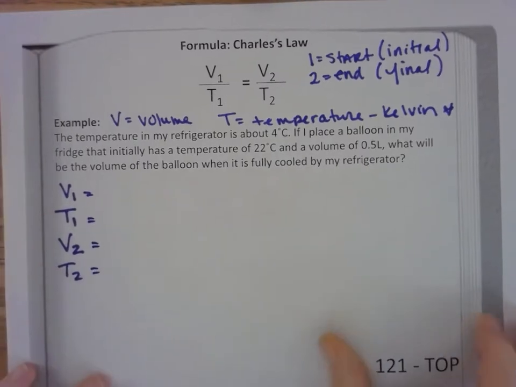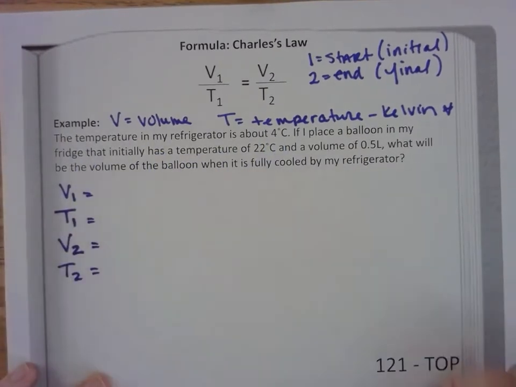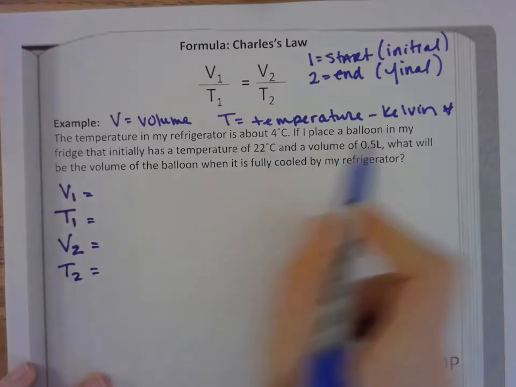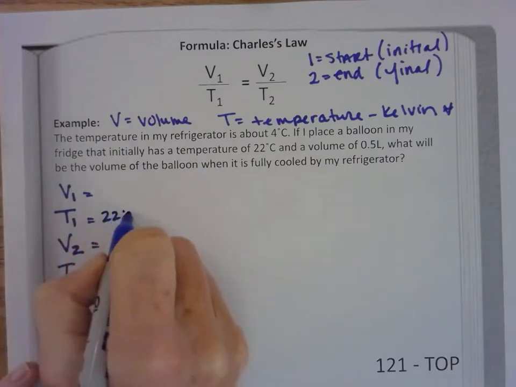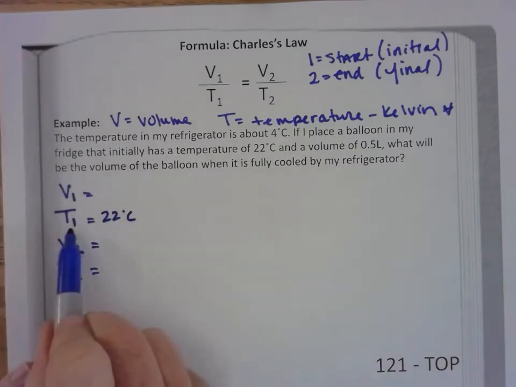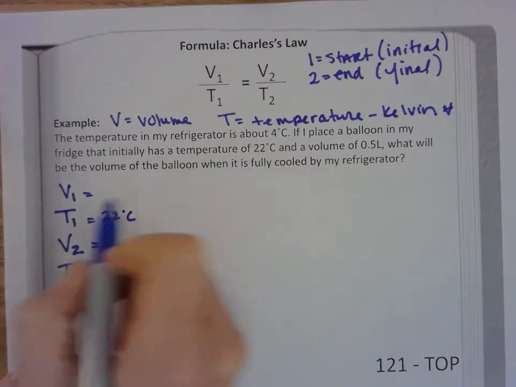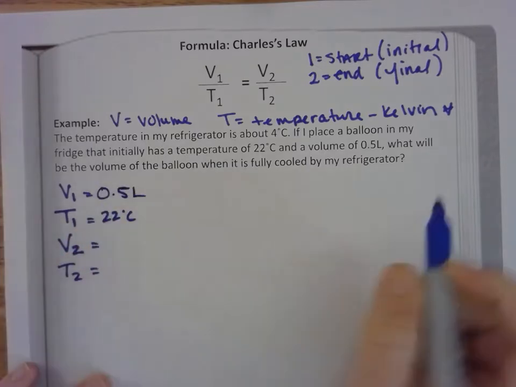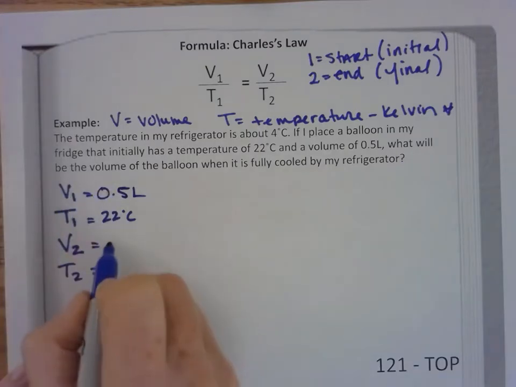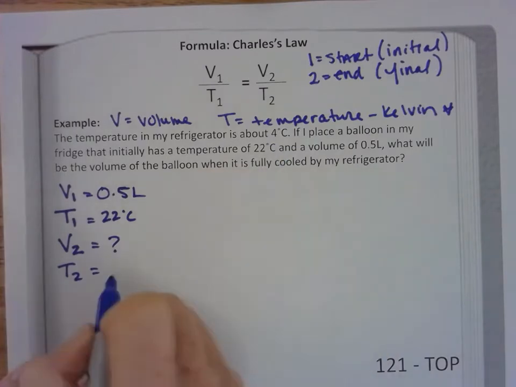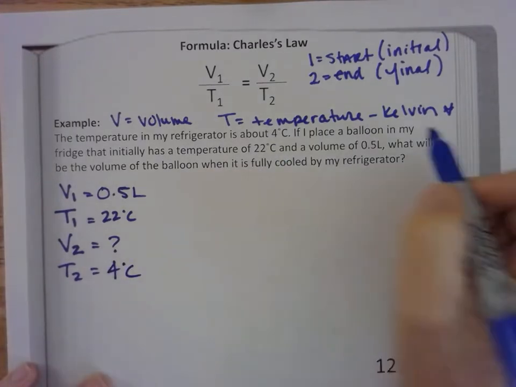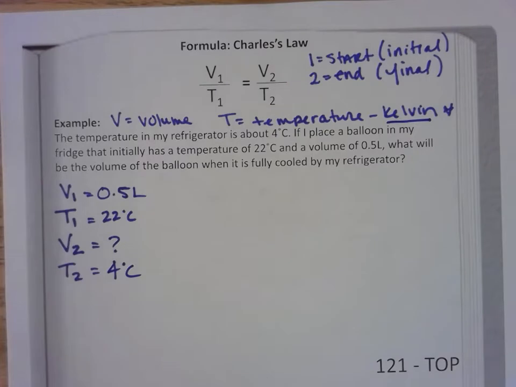So it tells me my refrigerator is 4 degrees Celsius, but they're not stating if that's starting or ending yet. If I place my balloon in my fridge that initially had a temperature of 22.0 Celsius, that is my initial temperature, and it has a volume of 0.5 liters. What will be the volume when it is fully cooled in my fridge, which they told me is 4 degrees Celsius? Now these have to be in Kelvin, and that is an easy fix.